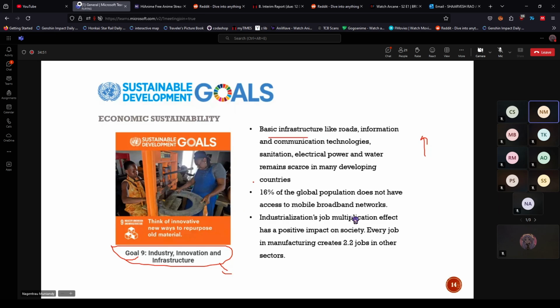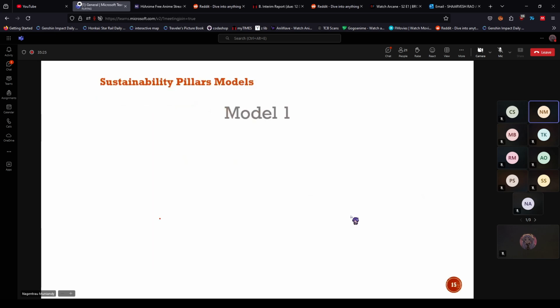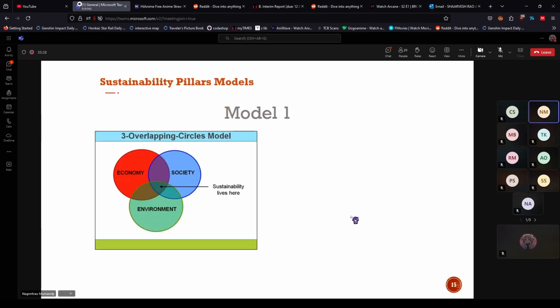And it is very surprising, you see, 16% of the global population does not have access to mobile broadband networks, right? Now we might own more than 2 phones. We have 1 laptop, 1 tab, right? But still, this 16% of the global population is unable to access mobile broadband networks or the internet. And it is predicted that more work, or more jobs, should be created under this goal, right? Now let us see what the available sustainability pillar models are.